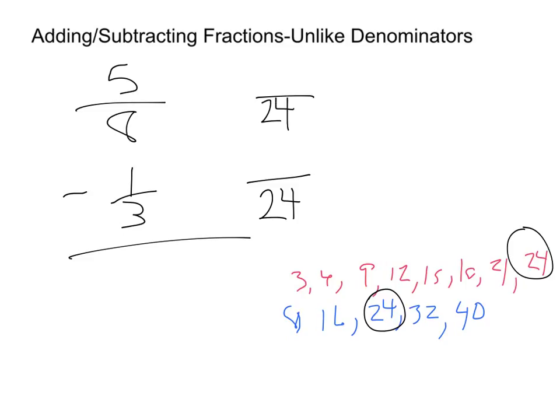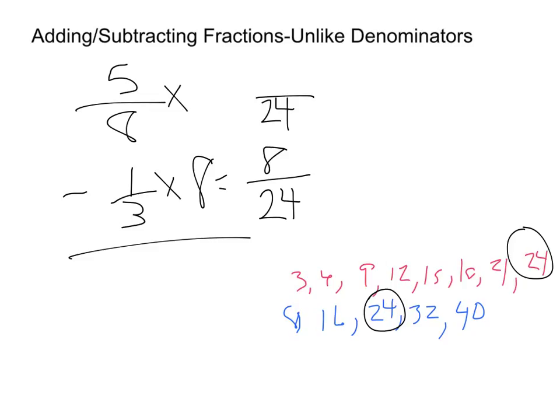Now, let's take a look at the bottom, 1/3. How many 3's did it take to get to 24? Let's count. 1, 2, 3, 4, 5, 6, 7, 8. So 3 times 8 equals 24. What I do to the bottom of the fraction, I have to do to the top of the fraction. So I multiplied the 3 by 8. I'm going to multiply the 1 by 8. So 1 times 8 equals 8.